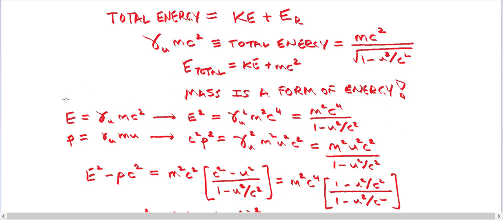Let's play a little game here. So we have that the total energy is gamma mc squared, and so we could say E squared is going to be m squared c to the 4 over 1 minus u squared over c squared. We have that the momentum p is gamma mu, and so c squared p squared could be written as m squared u squared c squared over 1 minus u squared over c squared. The fun thing happens here. Note that we could now take e squared minus c squared p.